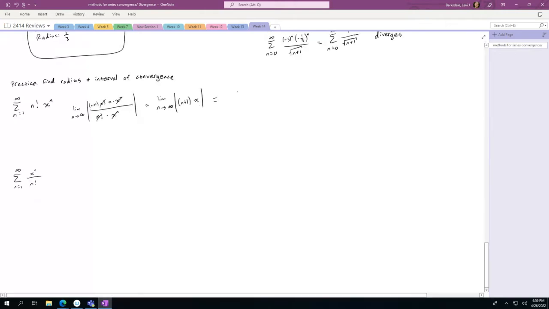So this limit is equal to two things depending on the value of x, right? It's equal to 0 if x is equal to 0, and it's equal to infinity if x is not equal to 0, right? Well, when does my series converge? Only if my limit is less than 1, right? Which means that my series only converges when x is equal to what?